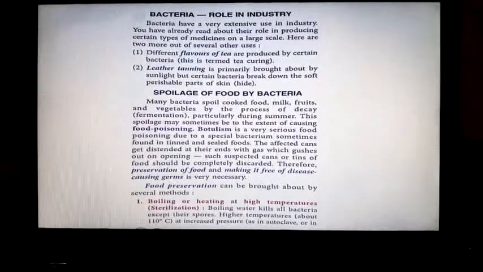The first technique is called sterilization. Boiling or heating at high temperature is called sterilization. Boiling water kills all bacteria except their spores. Higher temperatures, about 110 degrees at increased pressure, is called autoclave. Usually we see this autoclave in clinics, hospitals, etc. And even the pressure cooker kills even the spores. The canning industry employs heating to kill bacteria before packing and sealing the food.